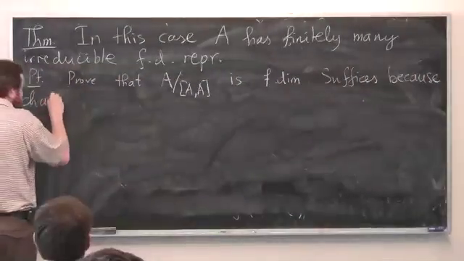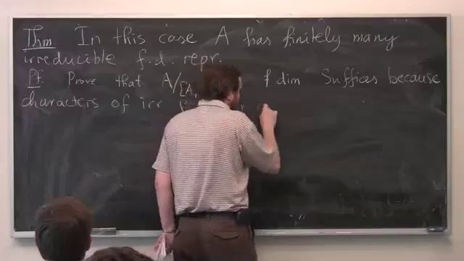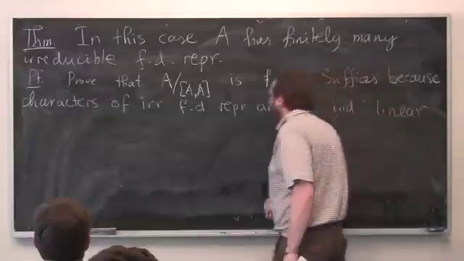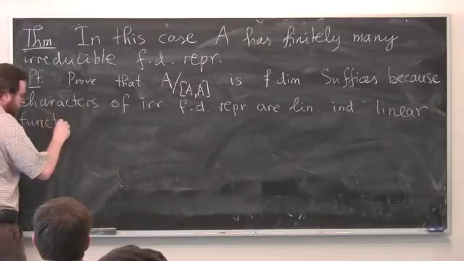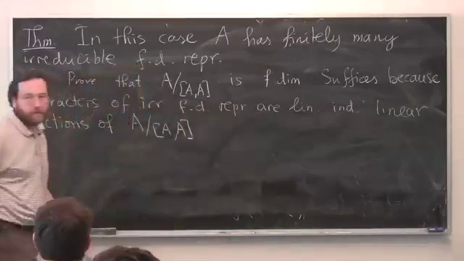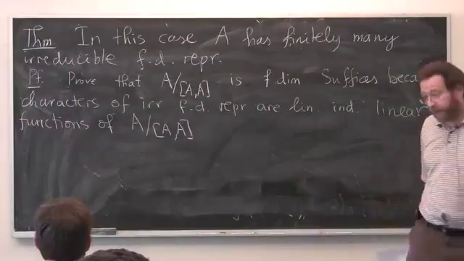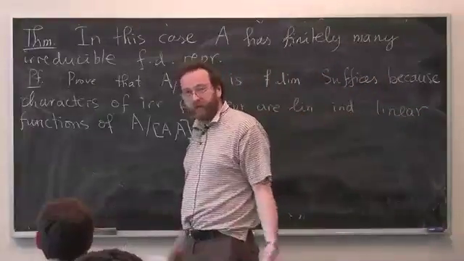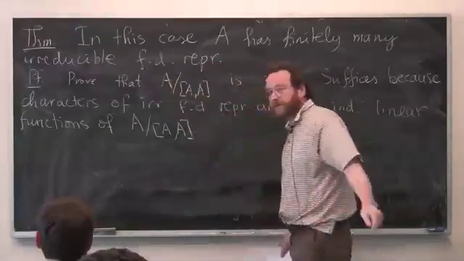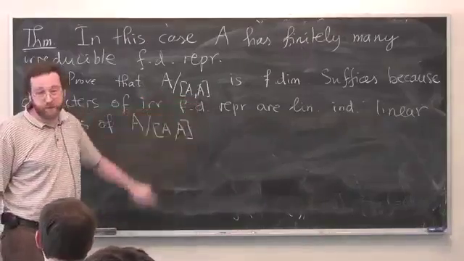characters of irreducible finite dimensional representations are linearly independent linear functions on this space. When you start to learn representations of finite groups, you learn the theorem that characters of irreducible representations of a finite group are linearly independent. And more generally, it's true for any algebra if you think of characters as linear functionals on this space. So therefore, the number of irreducible representations could not be more than the dimension of this space.